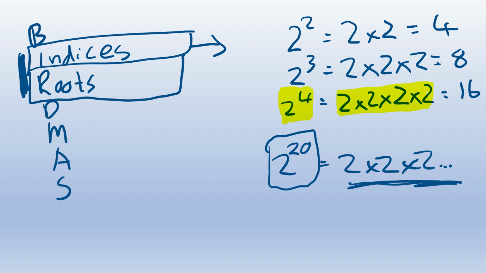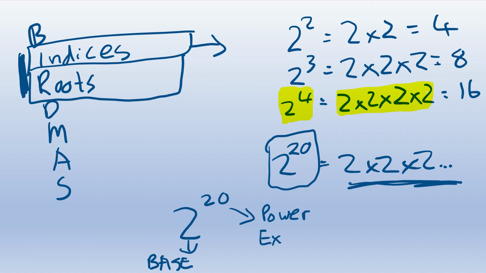Now, just to refresh your memory on some vocabulary, so you know what I'm talking about in the rest of the video. In the number 2 to the power of 20, the number 2 is called your base, and that's the big number at the bottom. That's the number that you're multiplying by itself a whole load of times. And the 20 here is called either your power or your exponent, usually your exponent. This whole thing altogether is 2 to the power of 20. If I say the word exponent in the next couple of minutes, you know that it's the number up here in the power part of your whole index.